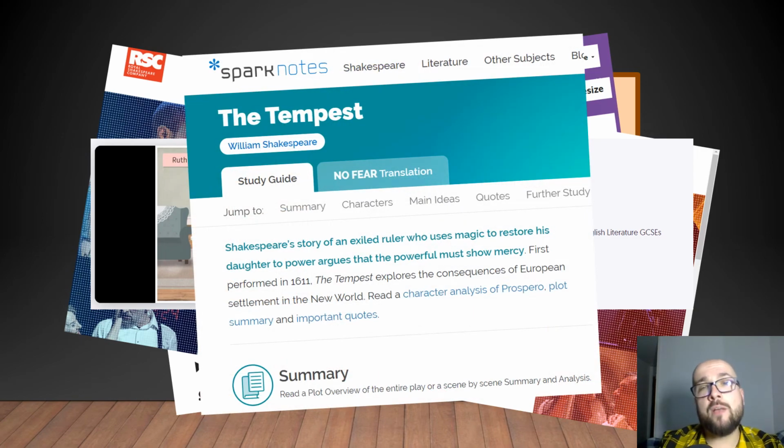No Fear Shakespeare, which I mentioned earlier when talking about modern translations of the play, also contains lots of ideas about characters or the plots, and it also unpacks key quotations too. So those are some different resources that you can use that I hope will really benefit your understanding of Shakespeare.